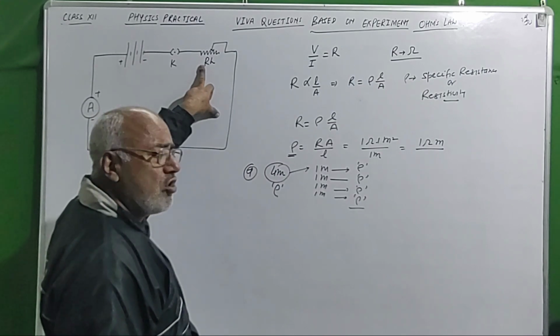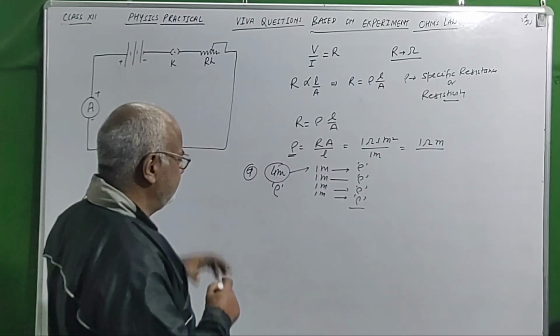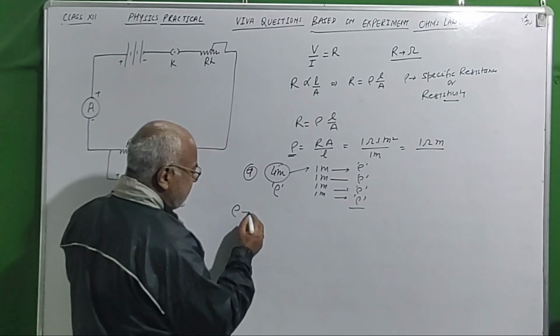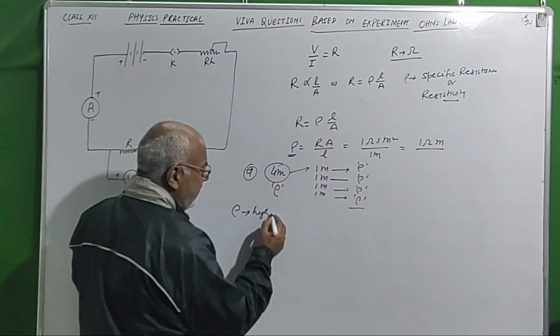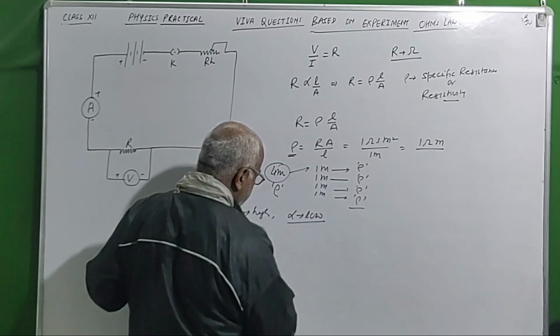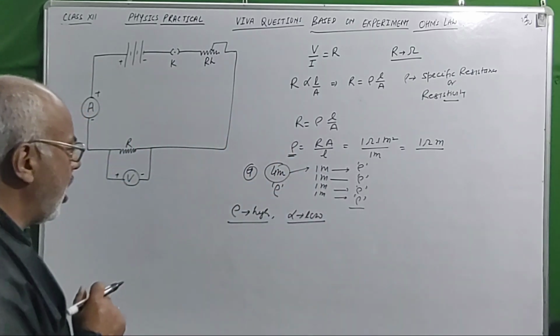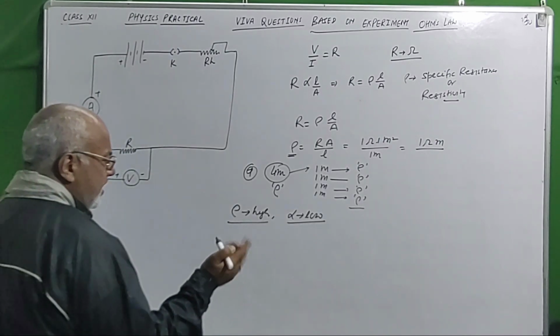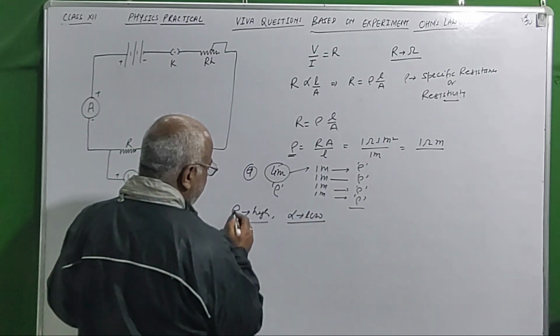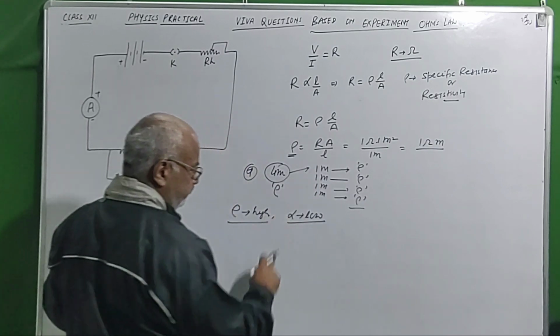What are the characteristics of constantan and manganese? Their specific resistance is very high, and their temperature coefficient of resistance is low. Please keep this in mind. The examiner can ask what the characteristics of alloys like constantan and manganese are. Their specific resistance, resistivity, is high and temperature coefficient of resistance is low.